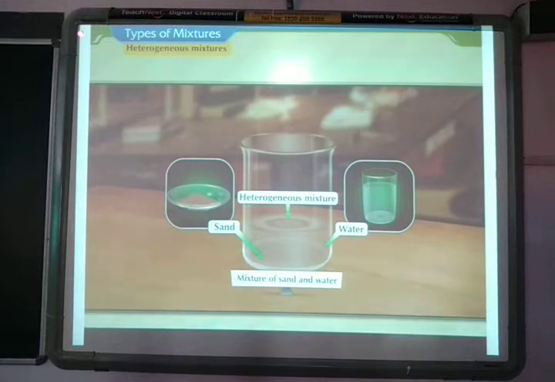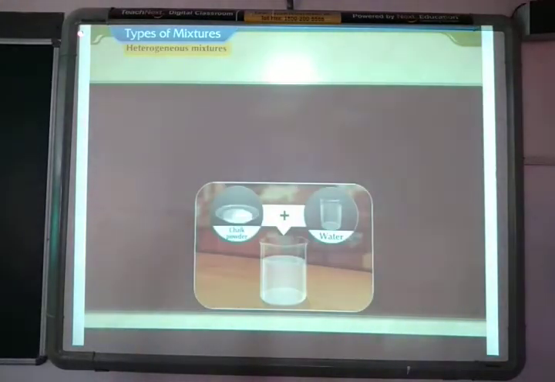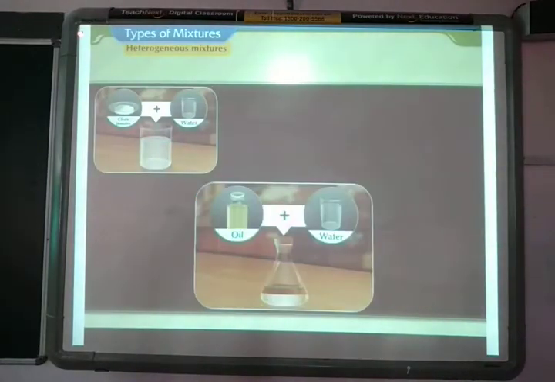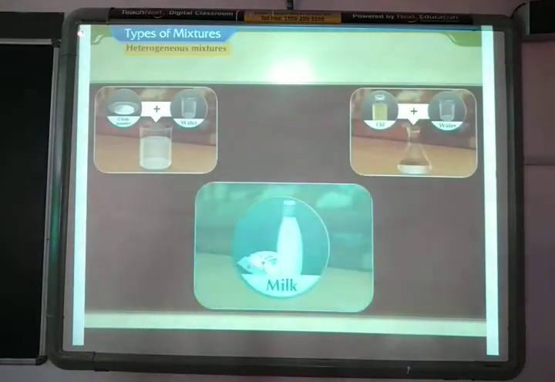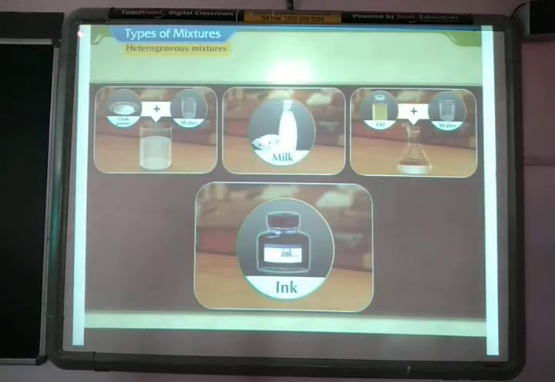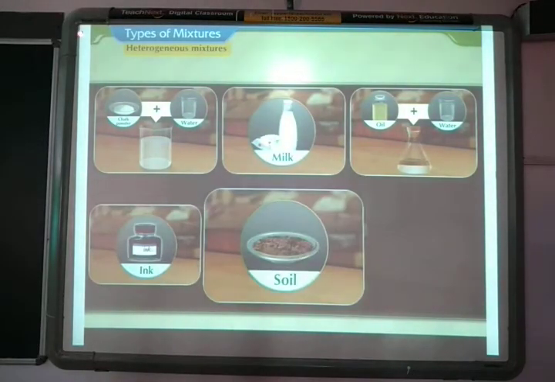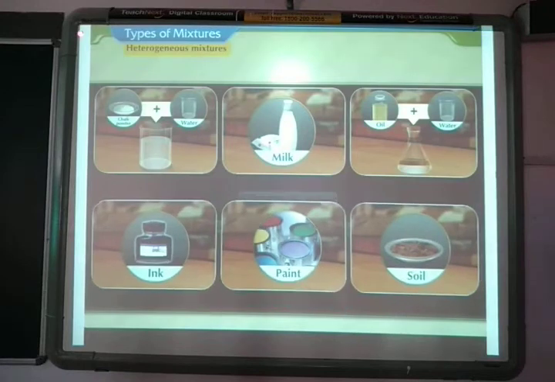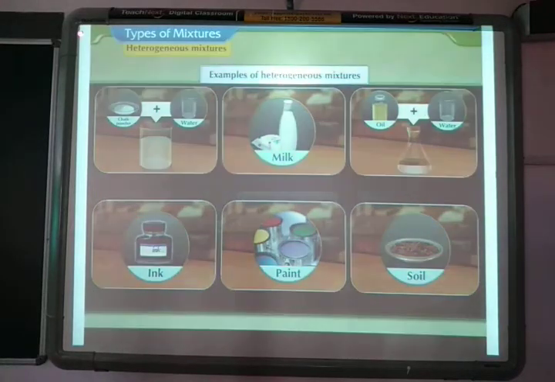A mixture of sand and water, chalk powder and water, oil and water, milk, ink, soil, and paint are all examples of heterogeneous mixtures. Let us perform an activity to understand more about different types of homogeneous and heterogeneous mixtures.